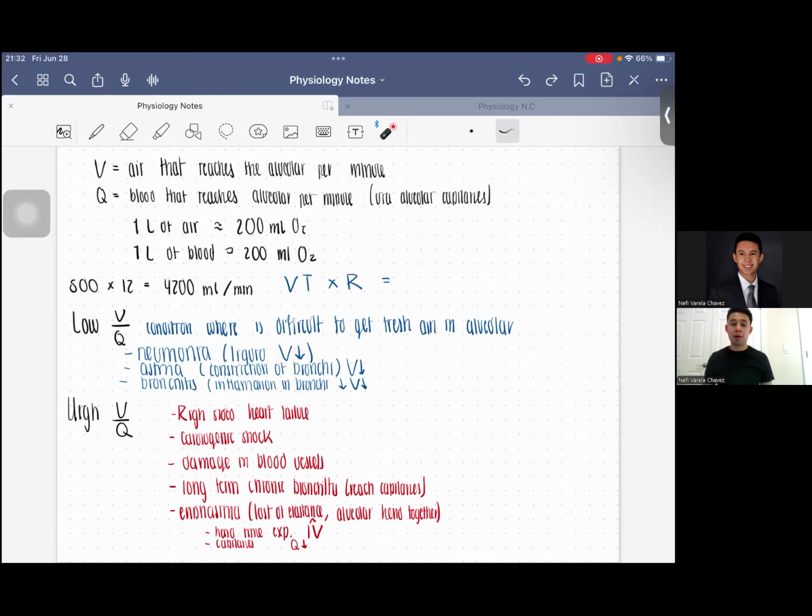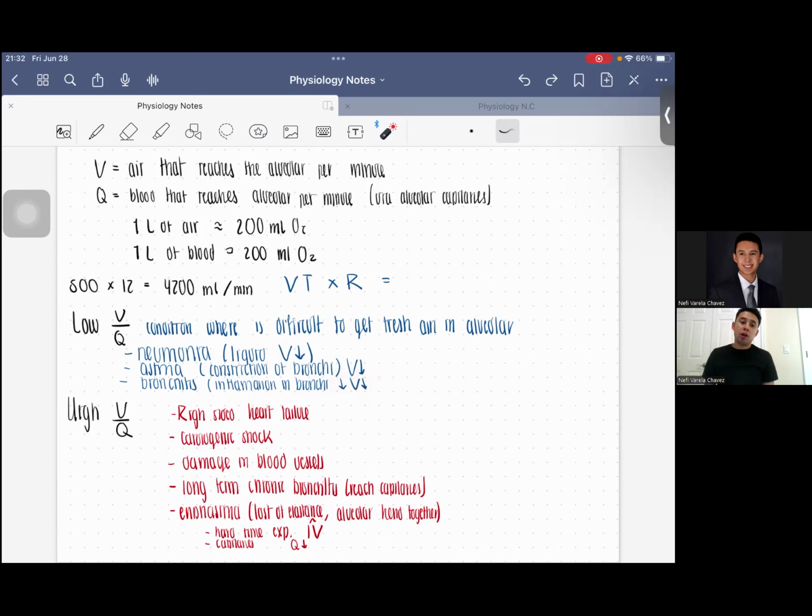Okay, for asthma, we have constriction in the bronchi. By having constriction in the bronchi, we are letting less air reach the alveoli. Bronchitis is going to be inflammation in the bronchi. Again, imagine that we are closing these two. So we are also going to decrease the amount of air that reaches the alveoli.